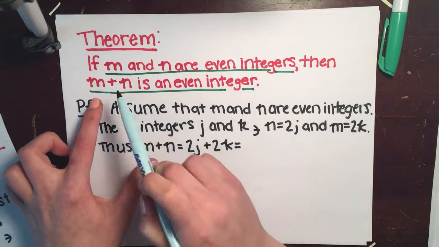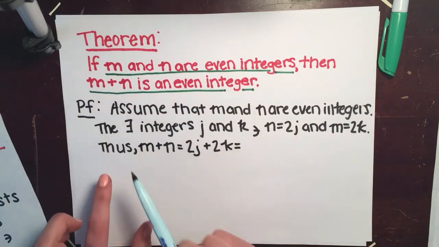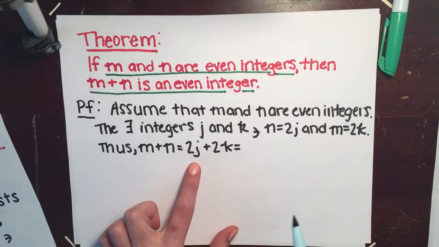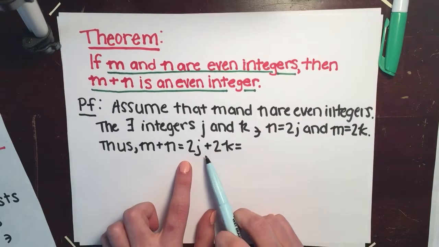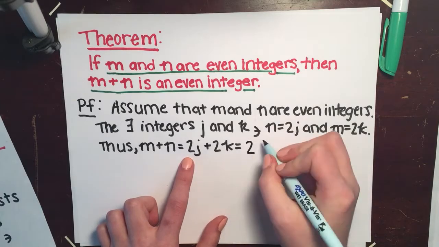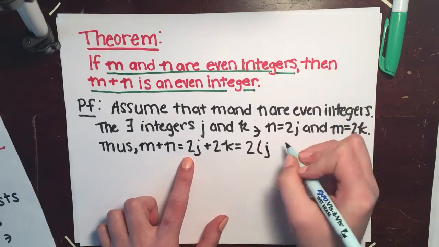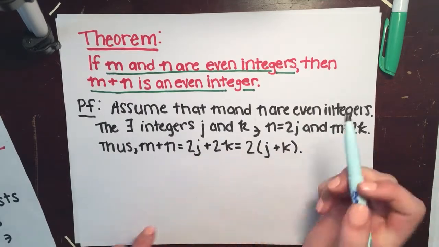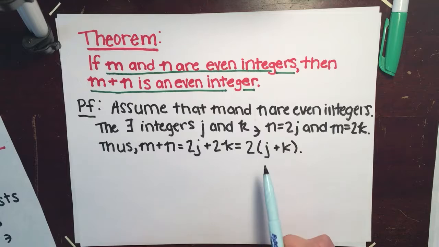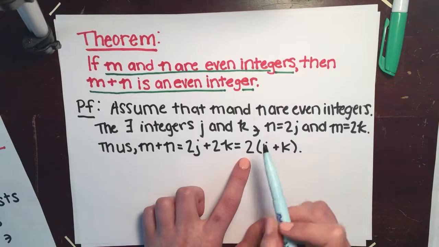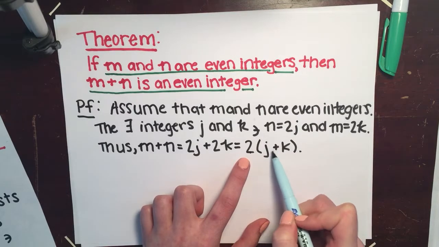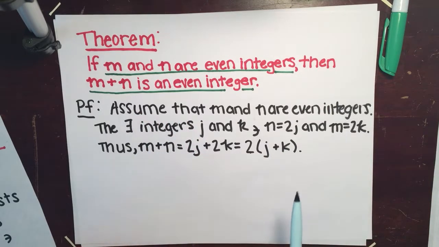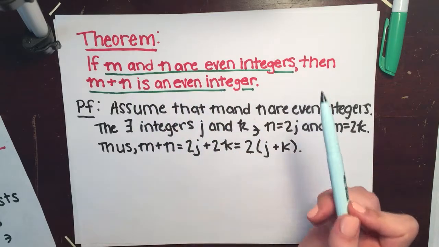Now we're getting into the conclusion. What are we trying to get at? We're trying to get at that m plus n is even. So we state m plus n, just like we had from the previous line. If we take a closer look, we can factor out a 2, so 2 times j plus k. And look at that. What did we say from the remark on the previous sheet of paper? We said that 2 times any number is even. So we just proved that m plus n is even when m and n are even.